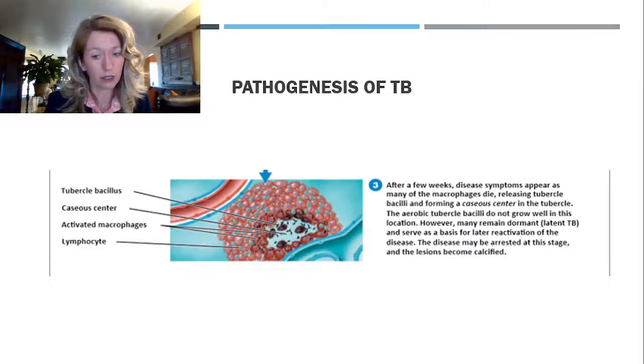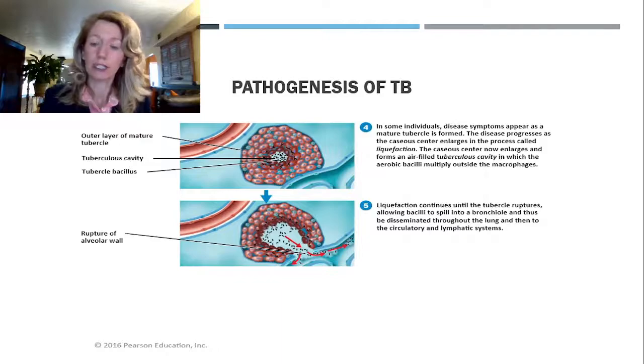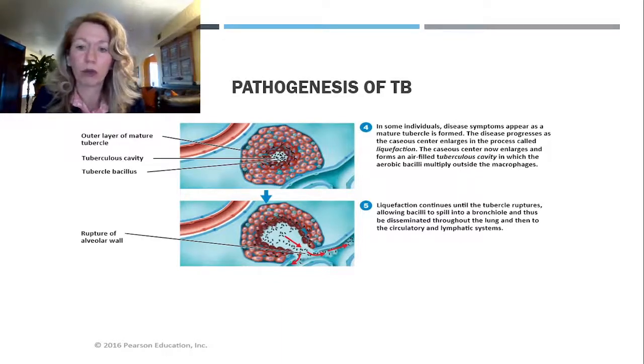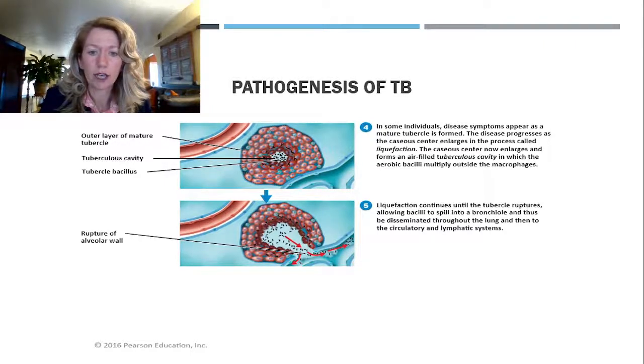The disease may be arrested at this stage and the lesions become calcified, the Ghon's complexes that you can see on X-rays. In some individuals, disease symptoms appear as a mature tubercle is formed right here. The disease progresses as the caseous center enlarges in the process called liquefaction. The caseous center now enlarges and forms an air-filled tuberculous cavity in which the aerobic bacilli multiply outside the macrophages. And number 5 here, liquefaction continues until the tubercle ruptures, which is unfortunate. If that happens, it allows the bacilli to spill into a bronchiole and thus be disseminated throughout the lung and then to the circulatory and lymphatic systems. And you have full-blown TB.